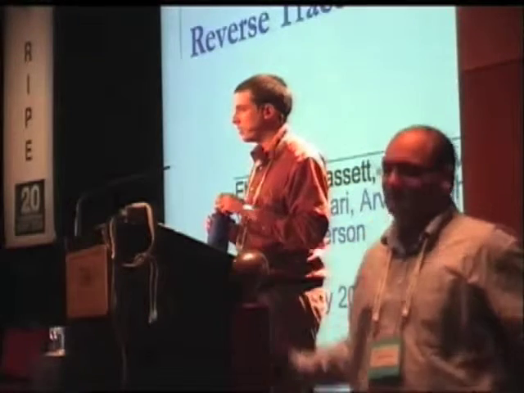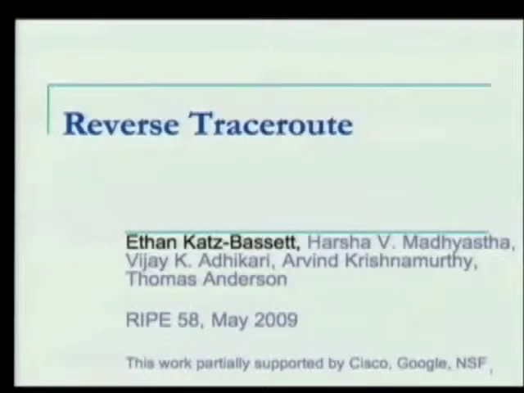So I'm Ethan Katz-Bassett from the University of Washington, and I'm going to be talking about our system to measure the reverse path back to you from an arbitrary destination without requiring control of the destination. This is work with collaborators at University of Washington, University of California, San Diego, and University of Minnesota.